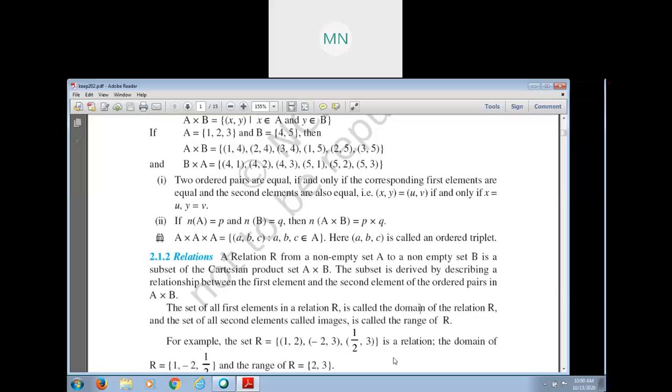Domain of this relation, domain is what? Domain is the collection of the first elements of R. Okay, so domain is also a set. Here see that first element of R is what?